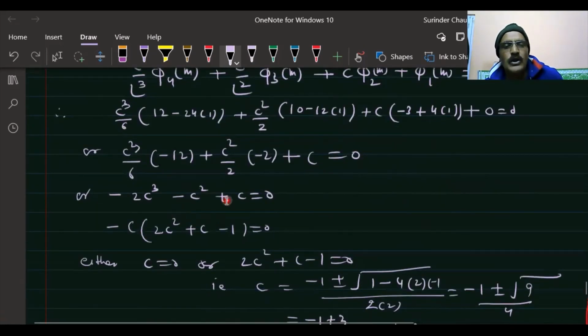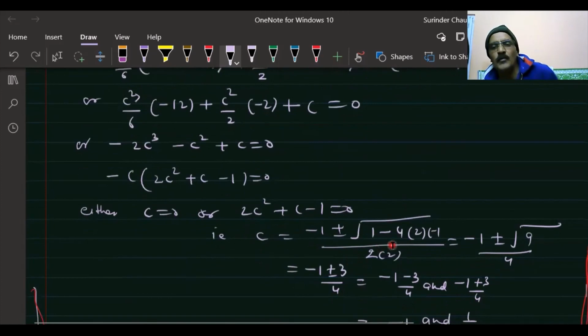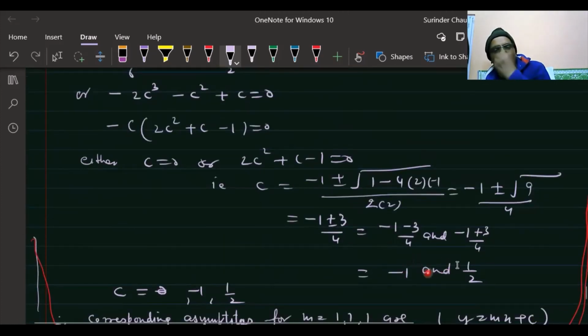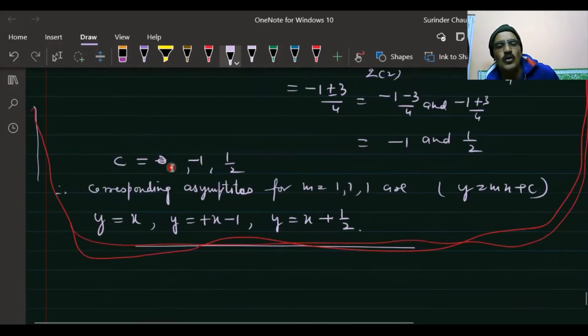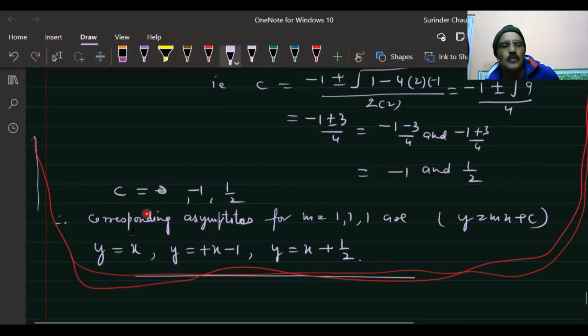For the value of c, factorize that, c comes out to 0, and the remaining is a quadratic. From the quadratic, we got the two slopes, we got three slopes, three intercepts for the three slopes, so we'll get three asymptotes: y is equal to x plus 0, y is equal to x minus 1, y is equal to x minus half. And the fourth asymptote for the 4 degree asymptotic curve.